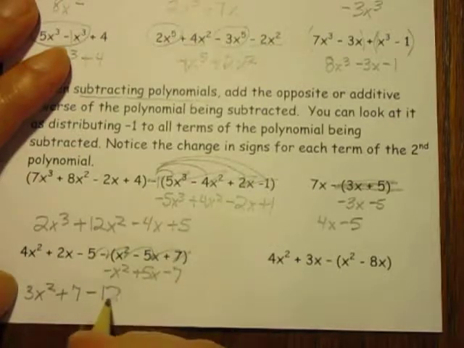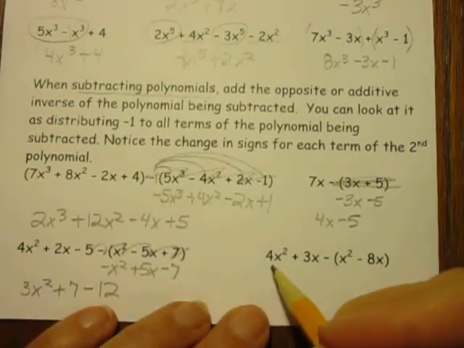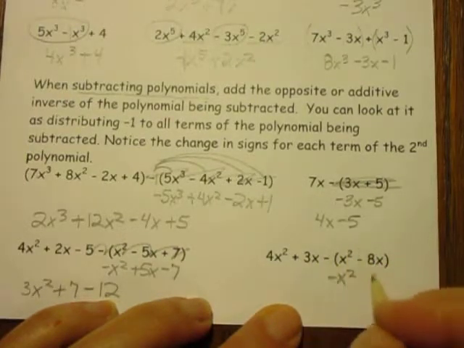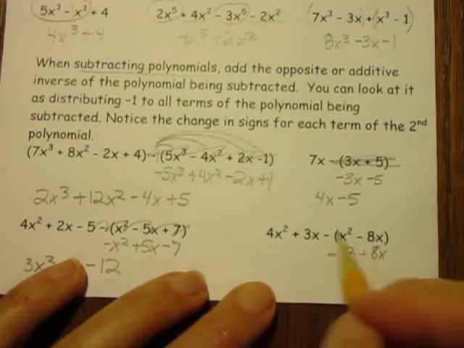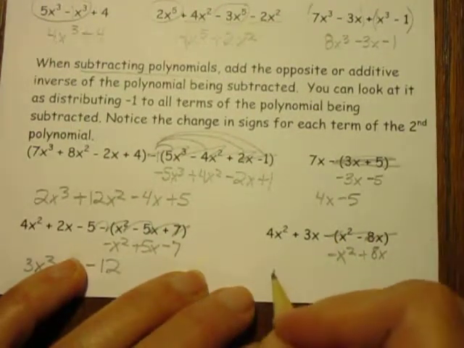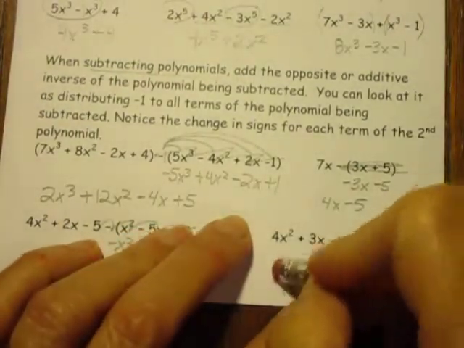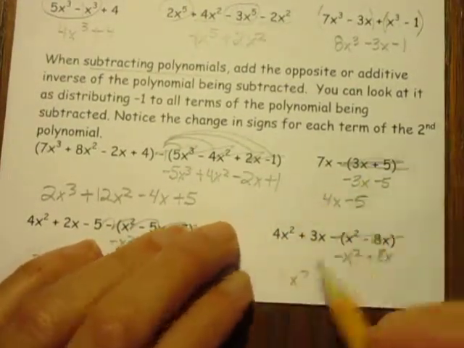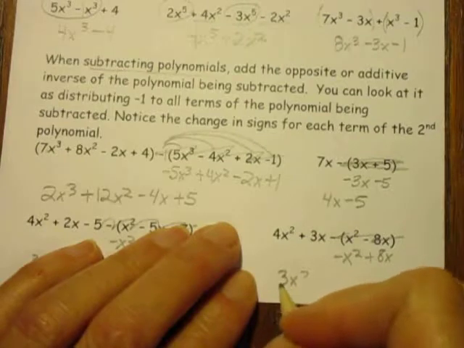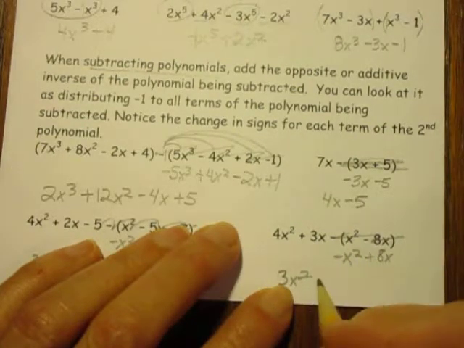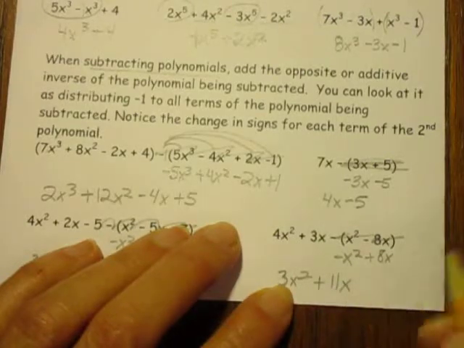negative 12. This next one, I'm going to be subtracting x squared. I'm going to be adding 8x. Okay, so I found another way to write that. So I'm going to have 4x squared minus 1x squared is going to give me 3x squared. And then 3x with 8x is going to give me plus 11x.